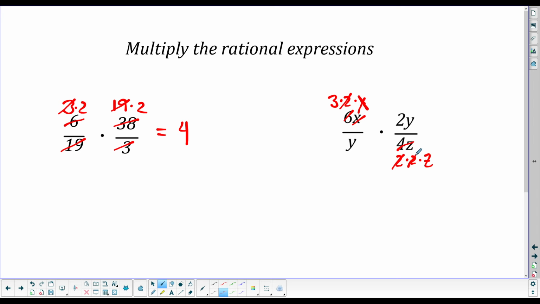I've got a 2 here and a 2 here that I can cancel out. Those make 1. And then I've also got a y and a y. Y divided by y is also 1. So I can take all those out. So what am I left with? I'm left with a z in the denominator and a 3 times x in the numerator. And so I get 3x over z. So using those factors to help us simplify before we multiply.